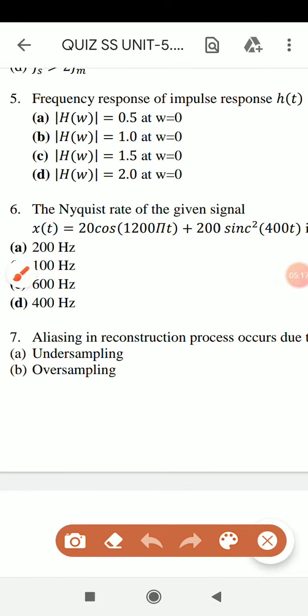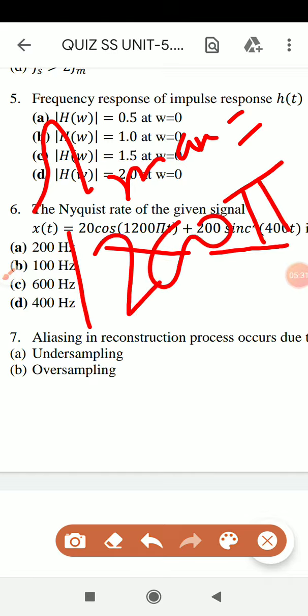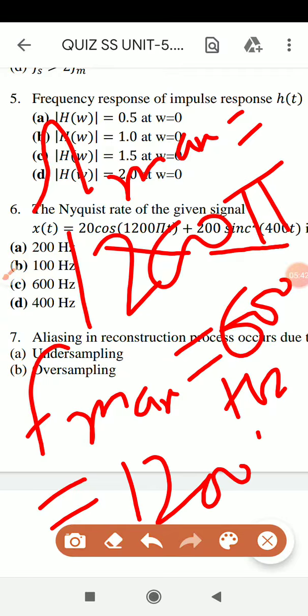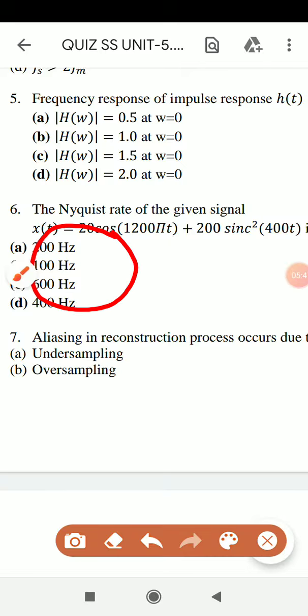So this is a similar question to question number 1, but with a different highest frequency: omega max is equal to 1200 pi, so maximum frequency is 600 hertz and Nyquist rate will be 1200 hertz. So for question number 1 and question number 6, there is no option matching, so don't worry, we will correct it.